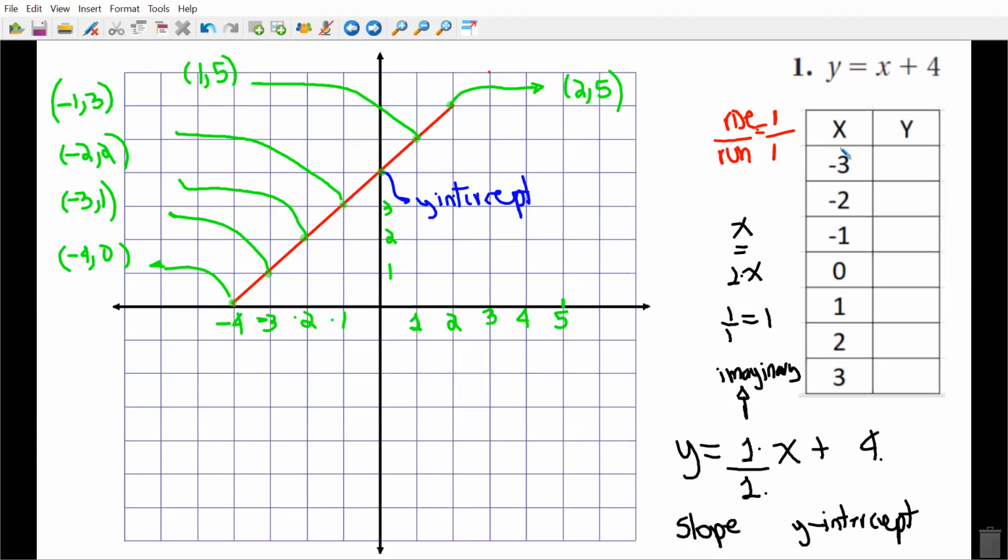Now, guys, if you compare this to what you had in the chart, you said -3, I replace it here, the answer is going to be 1. -3, 1. Yes, we have it correct. -2 plus 4 is going to be 2. -2 and 2. Yes, we have it correct. -1 plus 4 is going to be 3. So -1 and 3. Yes, we have it correct.